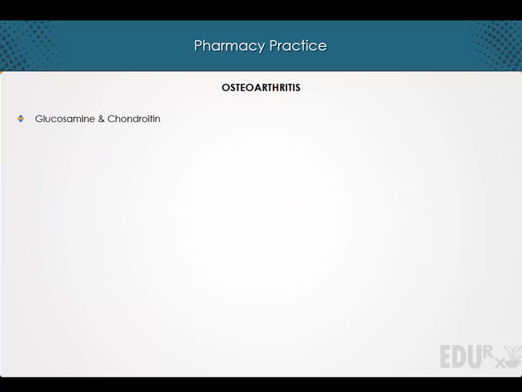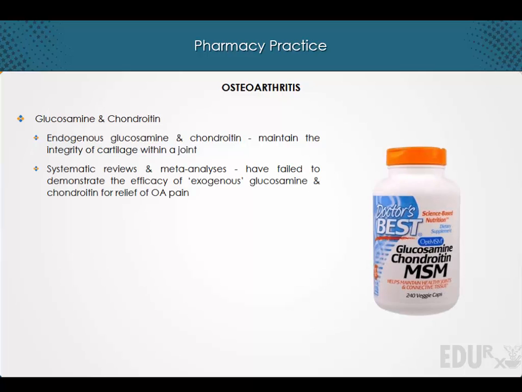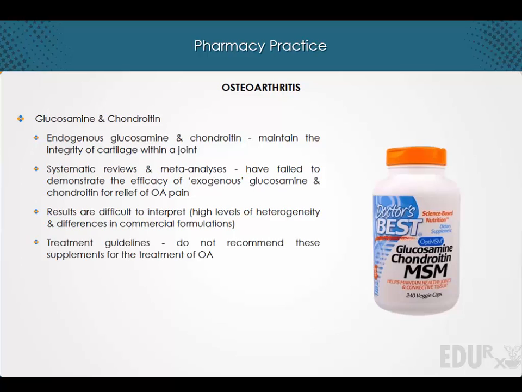used alone. With reference to glucosamine and chondroitin, it should be noted here that endogenous glucosamine and chondroitin maintain the integrity of cartilage within a joint. Several systematic reviews and meta-analyses have failed to demonstrate the efficacy of exogenous glucosamine and chondroitin for the relief of osteoarthritic pain. The results are difficult to interpret due to high levels of heterogeneity and differences in commercial formulations, and accordingly, treatment guidelines do not recommend these supplements for the treatment of osteoarthritis.